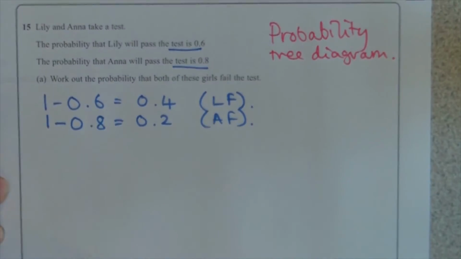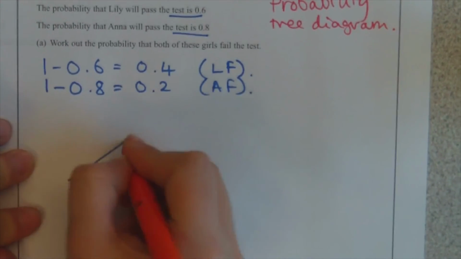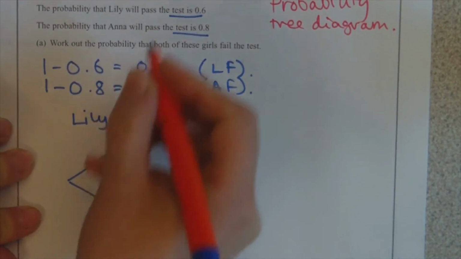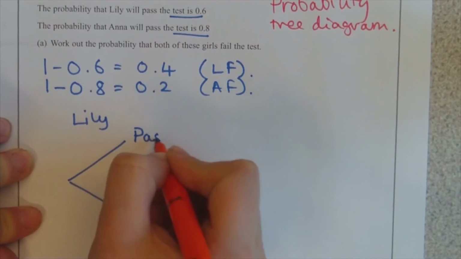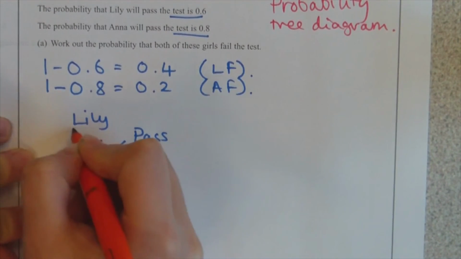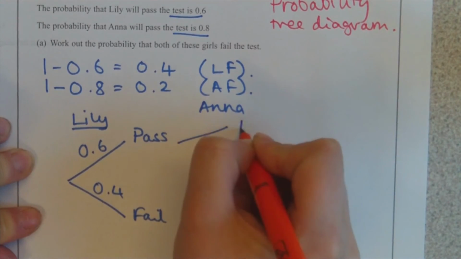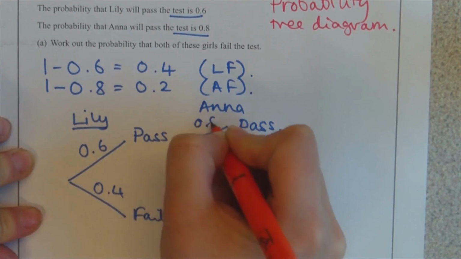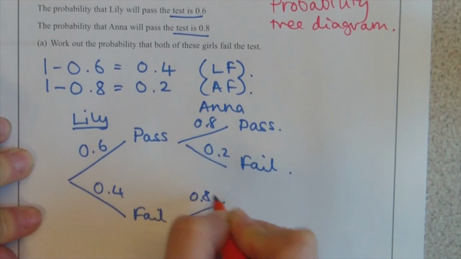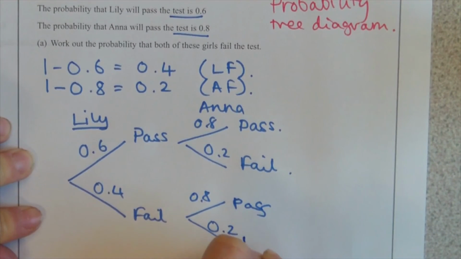Now I've worked that out, I can do my probability tree diagram. It doesn't matter if you start with Lily or Anna. I'm going to start with Lily, just because she's first in the question. So the probability she passes is 0.6, probability she fails is 0.4. Now we've got Anna. Probability Anna passes is 0.8, probability she fails is 0.2. And that's the same regardless of whether Lily fails or passes.